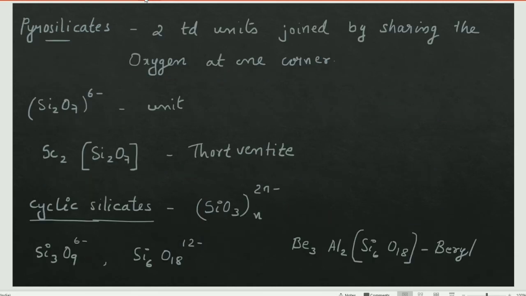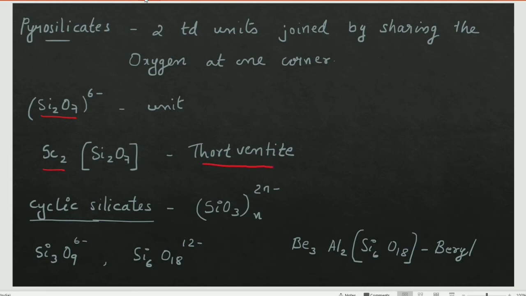The next category is pyrosilicates. Pyrosilicates are two tetrahedral units joined by sharing oxygen at one corner, and the unit is Si2O7 6-. The example is Sc2Si2O7, a pyrosilicate, and the name is thortveitite.